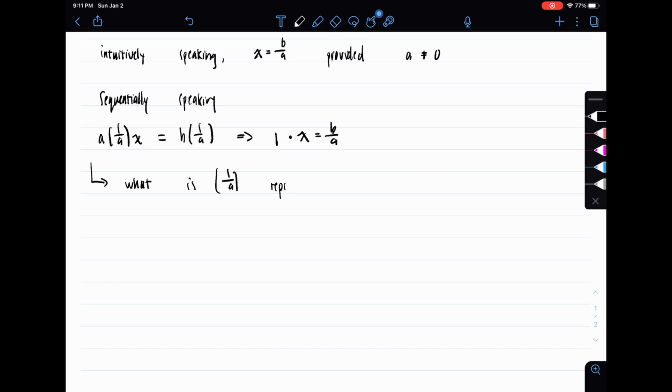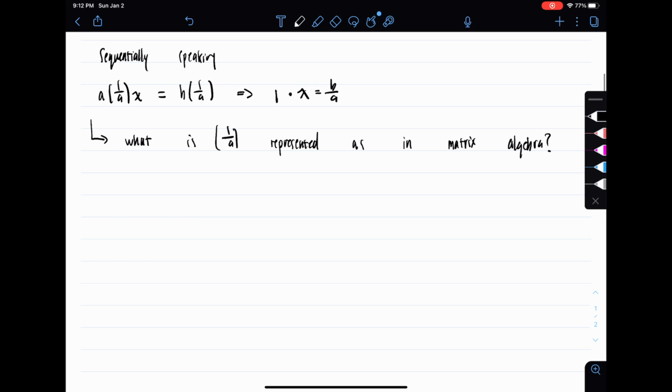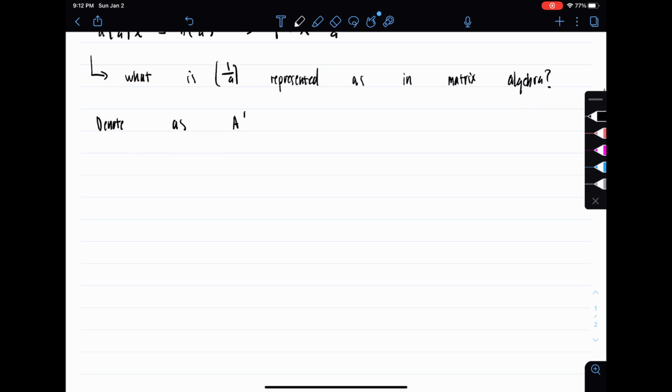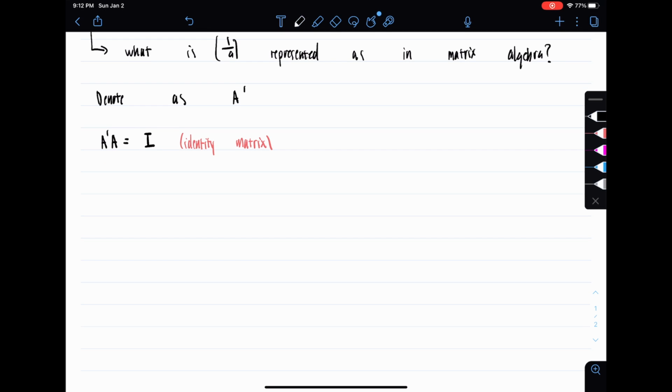Now this will be an important concept because later we will see that a times the inverse of a will equal the identity matrix. So of course now we're going to ask ourselves, how do we do this in matrix algebra? Well, we denote the inverse of a matrix as a prime. In order for a inverse to hold, a prime times a must equal I, and a times a prime must equal I. Now, because we can do this both ways, this means that a must be a square matrix.